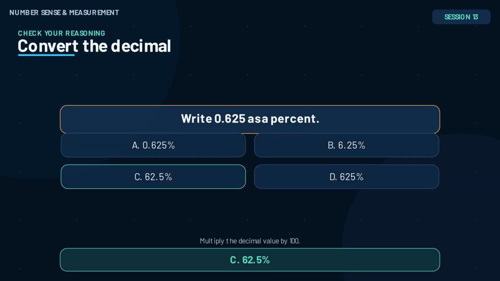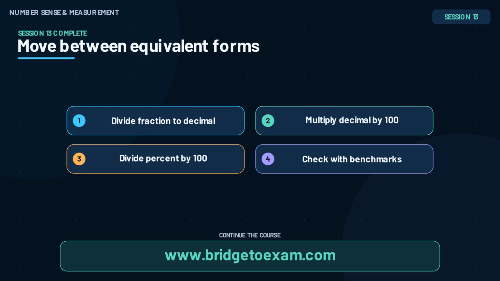Checkpoint. Write 0.625 as a percent. Multiply by 100, producing 62.5%. The value is greater than 1/2, but less than 1 whole, so a percentage between 50 and 100 is reasonable. Choice C is correct.